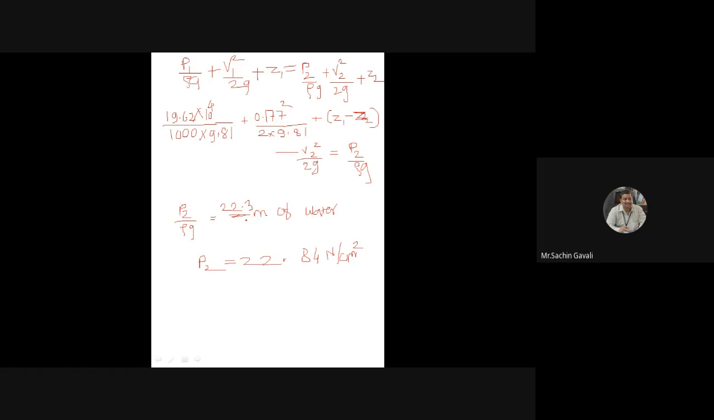Other numericals are there in the book, etc. You can solve them independently. Other numericals are there in the assignment, Z1, Z2. That numerical, I will modify the assignment and send it today on the WhatsApp group as well as these notes. Is it okay?